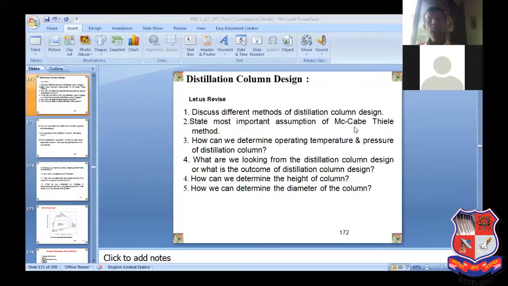So which are those assumptions? One of the most important assumptions is that the relative volatility, when you are considering that latent heat of vaporization remains almost constant, and that's why we are assuming that on each and every tray of a column you are considering a constant molar overflow. What do you mean by this assumption of constant molar overflow?